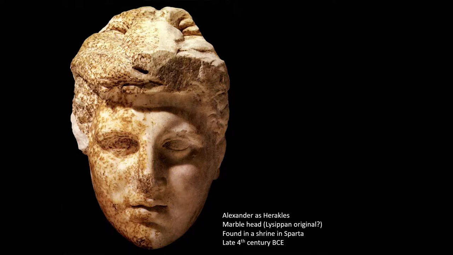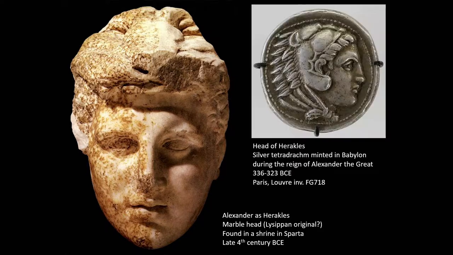This is, and it's attributed by some to Lysippus himself, a Greek original found in a shrine in Sparta. The head probably belonged to a full-bodied statue, which has subsequently been lost, unfortunately, and we see quite clearly its most striking feature is that Alexander is represented here in the guise of Heracles with the lion skin on his head. And this is exactly the image that Alexander puts on his coins. So this is a nice example of a tetradrachm minted in Babylon during Alexander's reign.